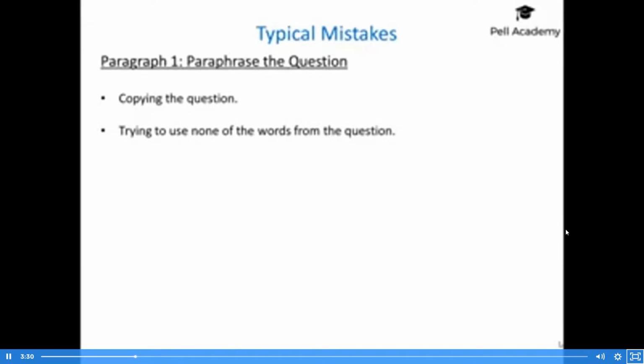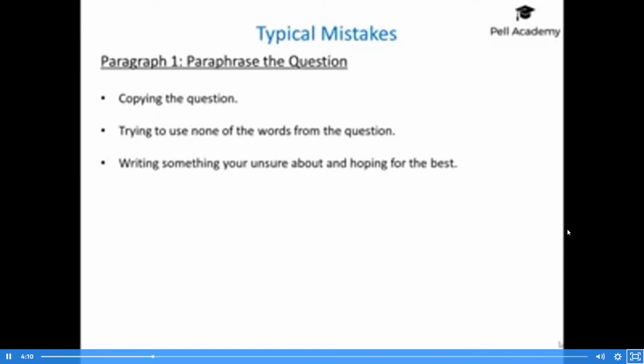Next up is the other end of the spectrum, where you guys are trying to use none of the words from the question. Now, not copying the question and using none of the words from the question are very different things. If you cannot think of a synonym, or if you don't know a synonym, or you're not sure about a synonym, just use the word from the question. Honestly, as long as you're not copying 3, 4, 5, 6 words together, you're not copying the question. Using some of the same words, changing the word form or anything like that is completely fine.